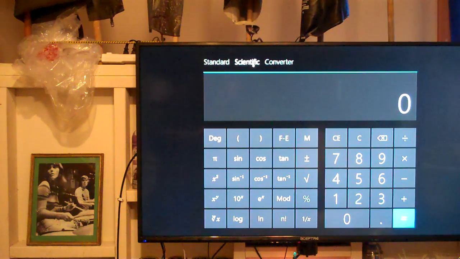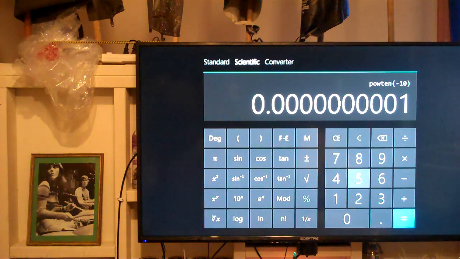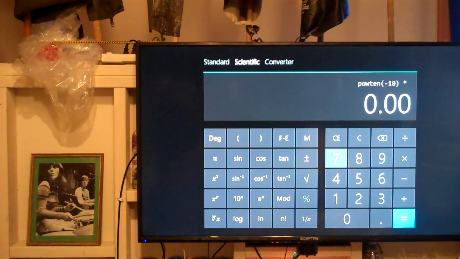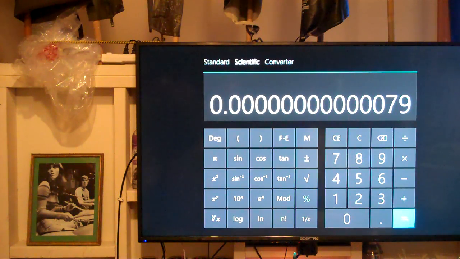So, in general, I like to attack the numerator and attack the power first. So I'm going to do the negative 10 business. There is 10 to the negative 10th. And now I'm going to multiply that by 0.0079. There we go. And now I'm going to divide that by 4,200.